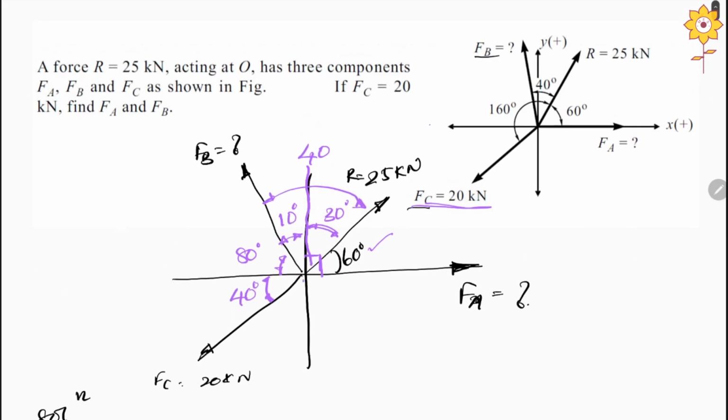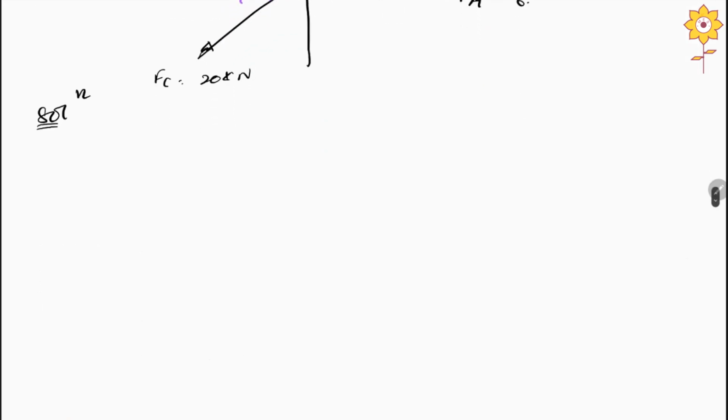So if you want to find out FB, what we can do is write the equation, summation of Fx. Summation of Fx is nothing but Rx. Here the resultant is having some angle with the horizontal axis, that is 60 degrees. So we can resolve this force.